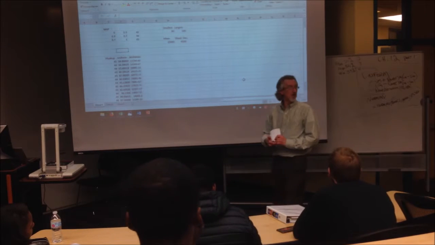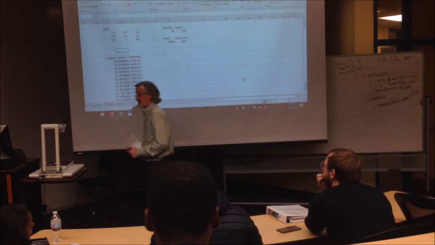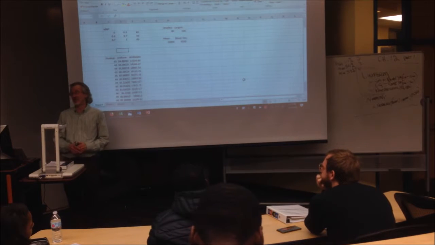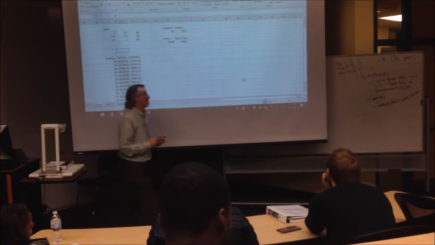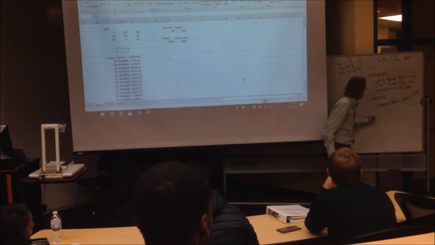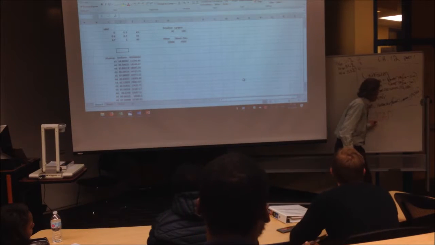Now here's the weird part when you're given the probabilities. You have to map it. I want to write that word down. Because even if you're given a question on a test, it may say map it.